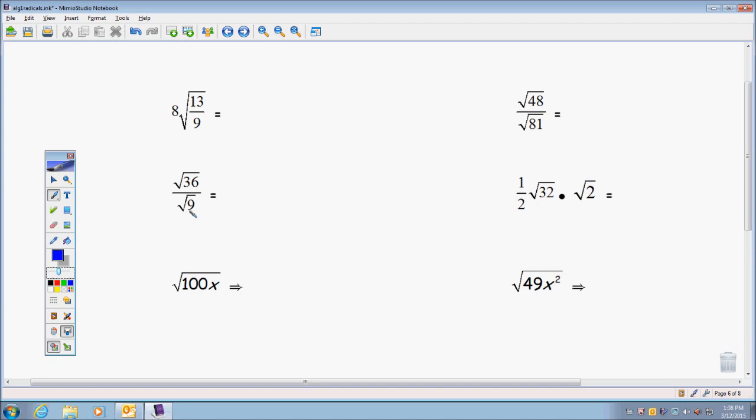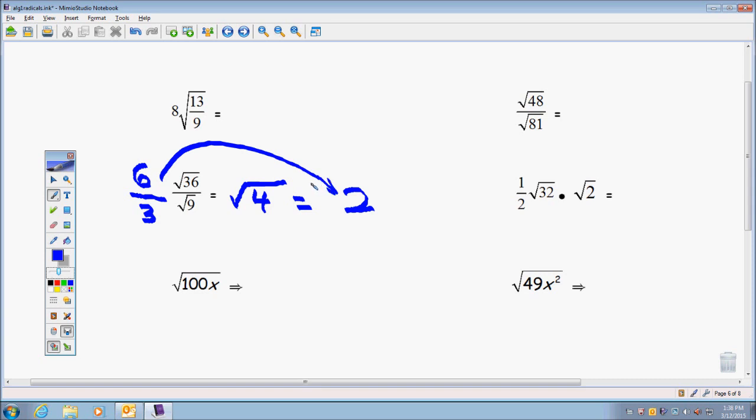Okay, you are allowed to divide a radical by a radical. So I can actually take this divided by this and get radical 4, which becomes 2. Now, if I didn't know that, I could just take 6 divided by 3 and get the same answer. Don't you just love algebra? Don't you just love it?